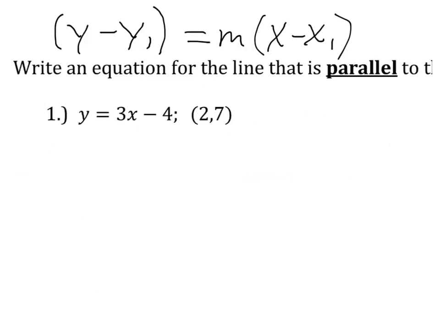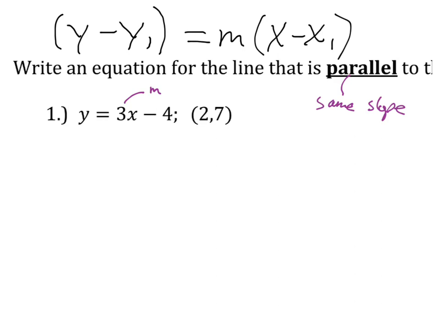On your assignment, you're given equations of lines and a point that you need that line to go through. On the front side, you're supposed to write the equation of a line that's parallel to the given one. Well, if it's going to be parallel, it needs to have the same slope as the original one. If we look at this equation, the slope here is 3. That is the same slope that we're going to use on our new line.